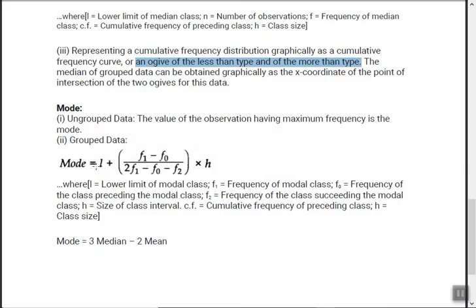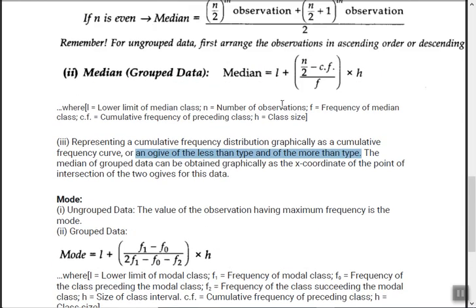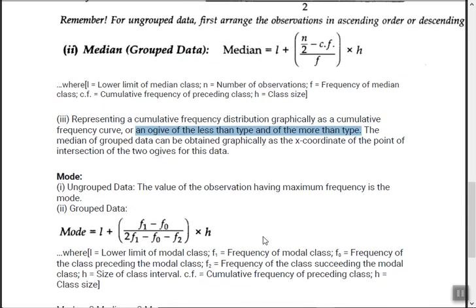Grouped means again L plus (F1 minus F0) the whole upon (2F1 minus F0 minus F2) into H. Now this formula you again have to remember. Two formulae are difficult. One is this and second is the median. Okay. Both you have to remember by heart.